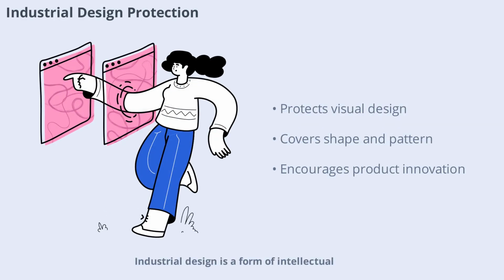Industrial design is a form of intellectual property that protects the visual design of objects. It covers features like shape, configuration, pattern, ornamentation, and color, whether in 2 or 3 dimensions. Design protection focuses on the outer appearance, including decoration, lines, textures, and materials. This encourages innovation in product aesthetics and helps businesses differentiate their products in the marketplace.